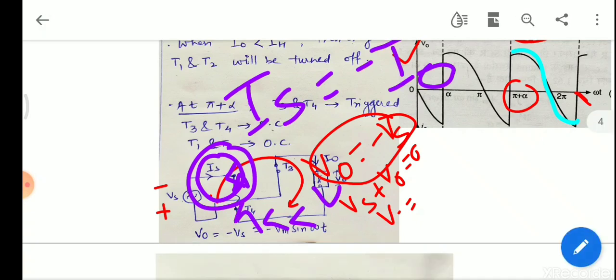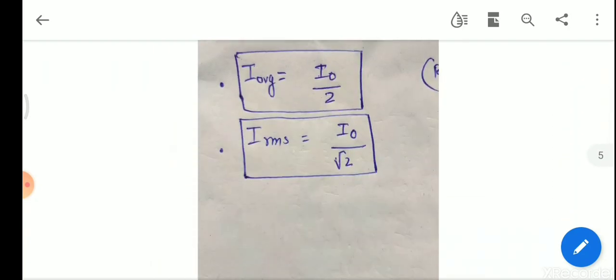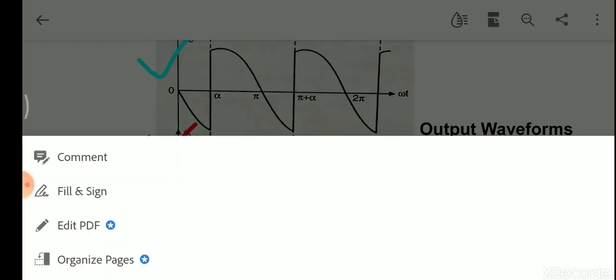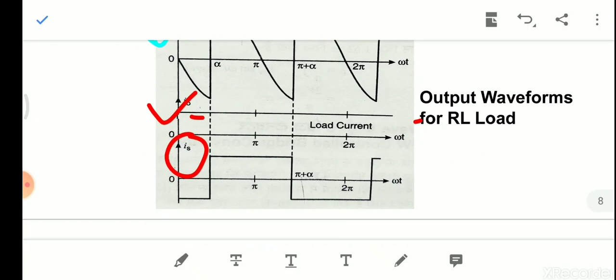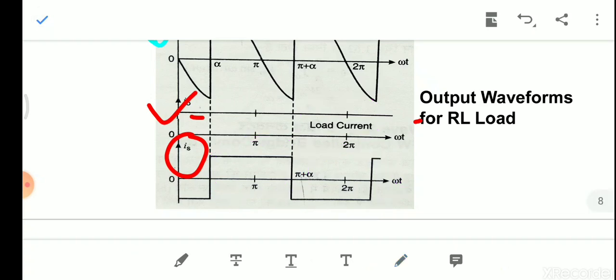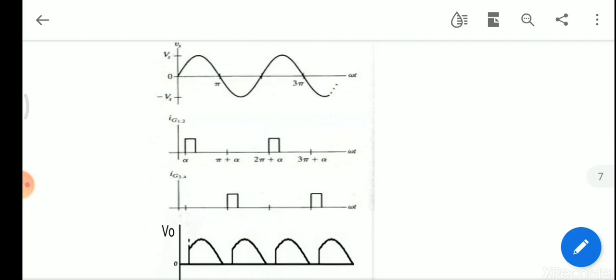Okay, so from pi plus alpha to 2 pi plus alpha, the source current will be opposite to the load current, and from alpha to pi plus alpha, the source current will be equal to the load current. Okay, so this is the waveform, and the last waveform is for the purely resistive circuit.